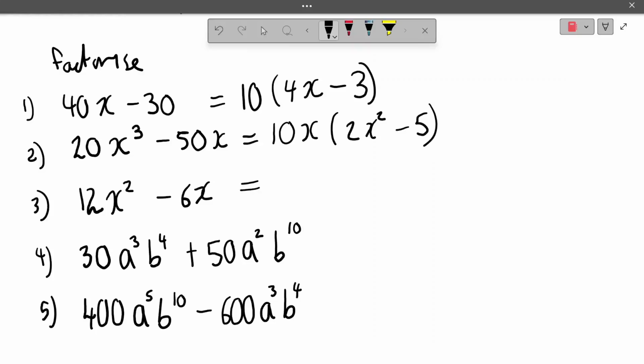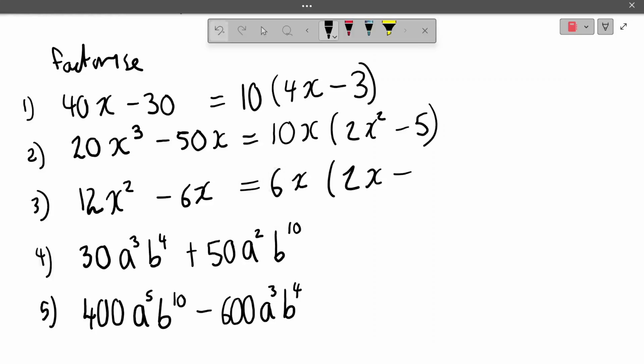So let's look at our next one. Here we have 12x squared and minus 6x. 12 and 6, the best we can do is a 6. Here we have an x squared and an x, so that actually leaves us with an x. And that's it in terms of what's outside the bracket. 12 divided by 6 is 2. And then x squared divided by x just gets you an x.